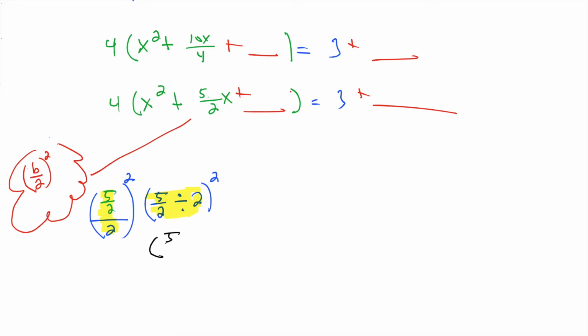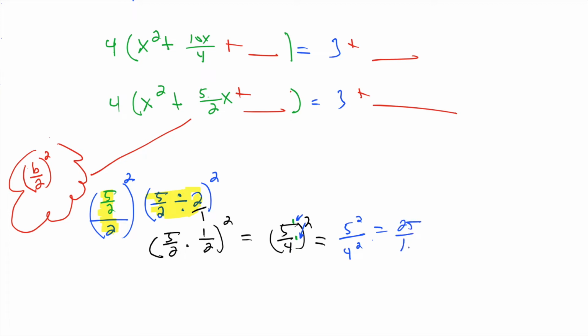So then you're going to do 5 over 2 times the reciprocal of that, which is 1/2 squared, which gives us 5 over 4 squared. That's just distributing. You have an invisible 1 up here on the power and a 1 right there. So it's going to be 5 squared over 4 squared. Do you see? It's a power to a power. So it's 25 over 16.